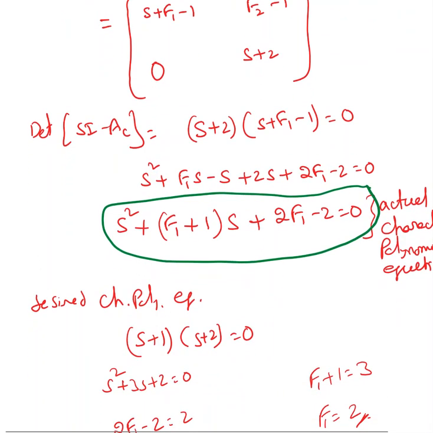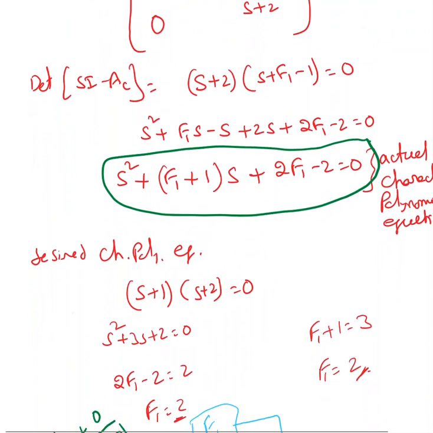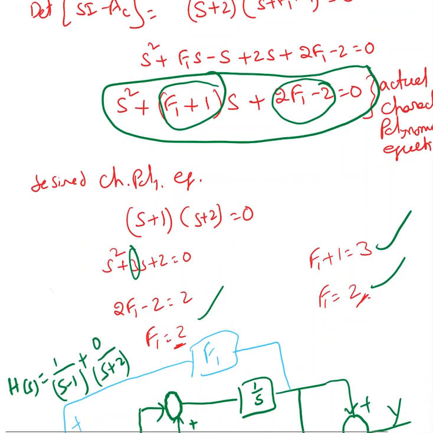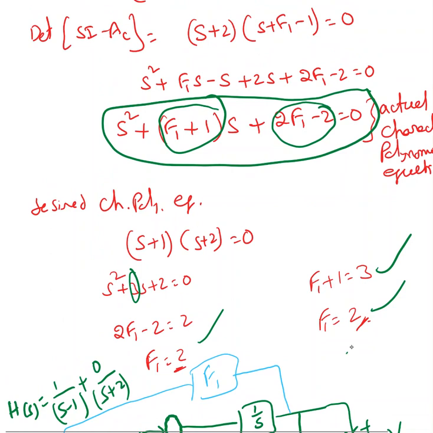With the desired poles, I have (s plus 1)(s plus 2) equal to 0, so s squared plus 3s plus 2 equal to 0. When we equate these two characteristic polynomial equations, f1 plus 1 must be equal to 3, so f1 equal to 2. And 2f1 minus 2 must be equal to 2, so based on this, f1 equal to 2. So f1 equal to 2 and f2 can be any number to have a solution. So I found the solution.